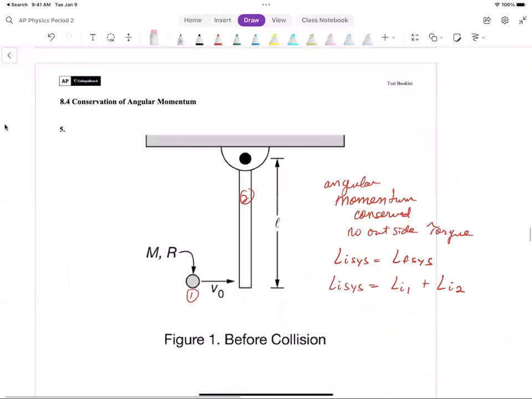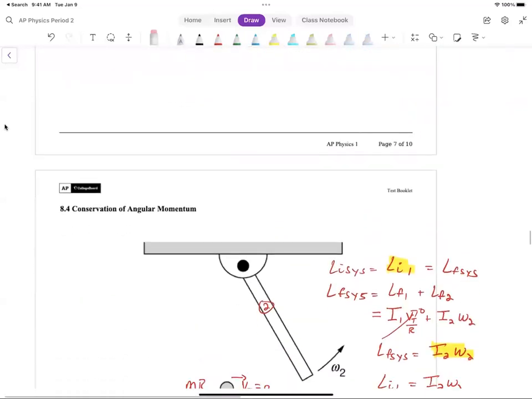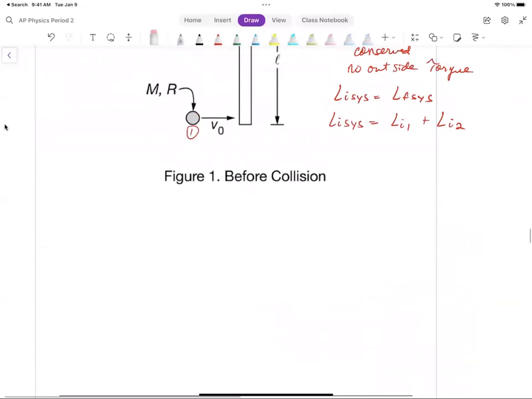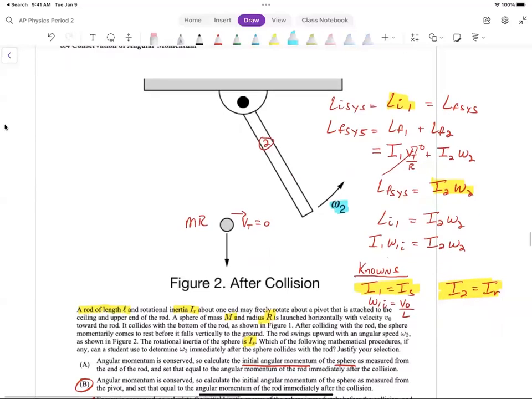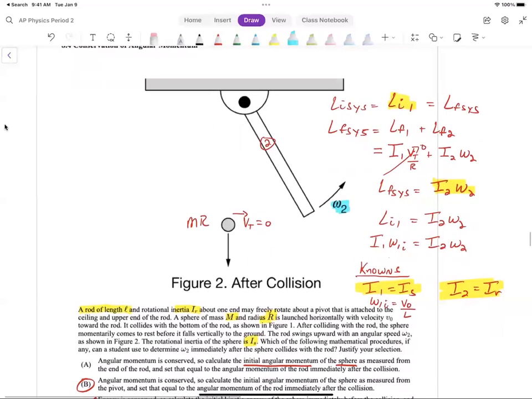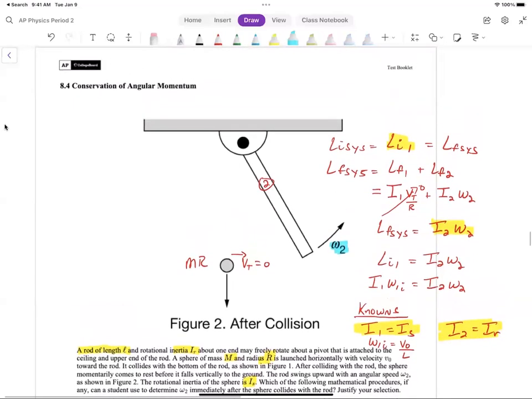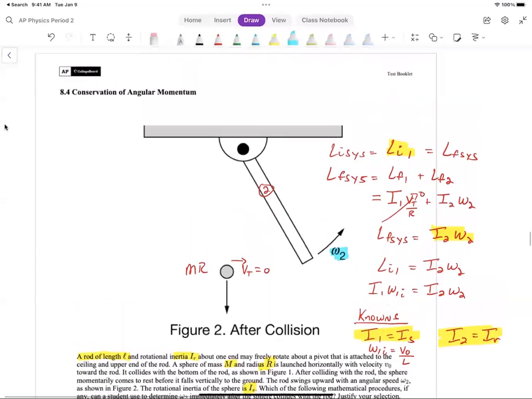Okay, number 5. We have, again, a disk or a piece of clay or a sphere. I'll call it object 1. It's traveling with a linear velocity towards a rod of length L, and the rod is currently not moving. So that's before the collision, and then it's going to either bounce or stick or something. I can't remember. Actually, the disk is going to come to a complete stop, and then the rod is going to take off at some angular velocity omega-2. They're going to ask which of the following procedures can determine the final angular velocity of the rod. We're trying to find omega-2.